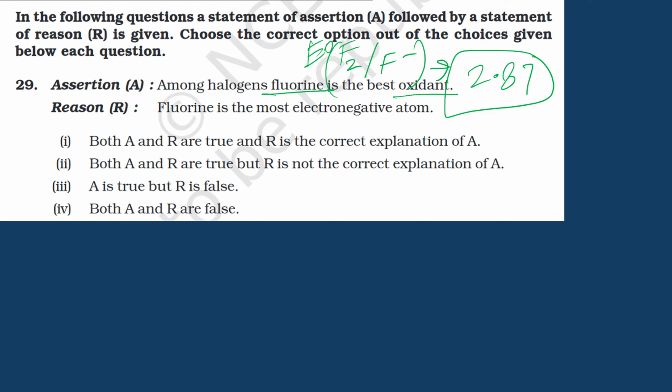Okay, so what? Both are correct, but I don't think either has anything to do with the other. I can say that chlorine has the highest electron gain enthalpy. Okay, cool. But that has nothing to do with oxidation and reduction. They're two different things. So yes, they're both correct, but there's no correlation between them.